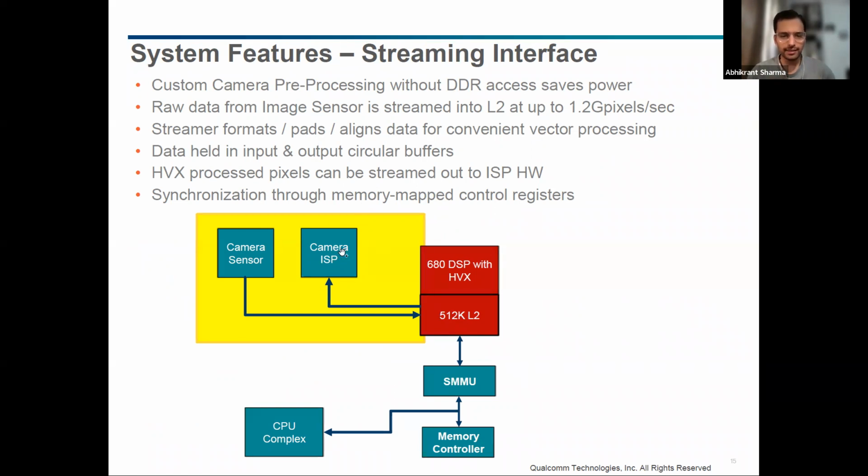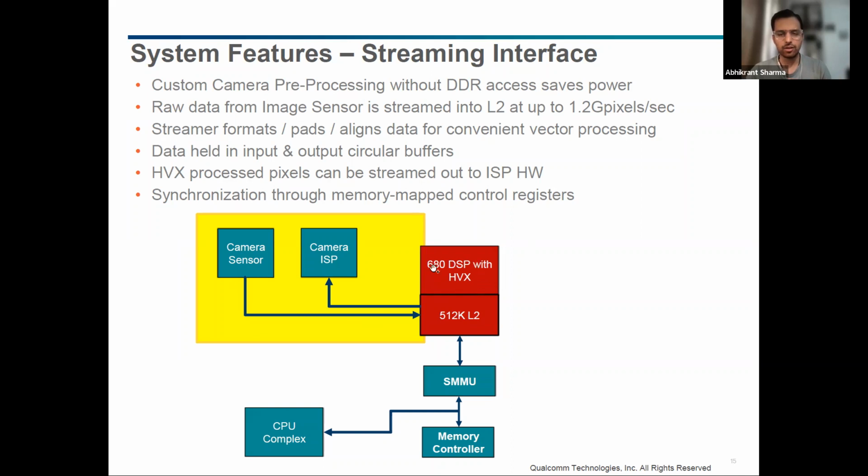So if you see the camera ISP, this is the camera sensor. The camera sensor is basically the RGB sensor, a hardware block, and it tries to capture the information that comes in front of the sensor. Now, the interesting part in this whole process is that the raw data from the camera sensor can be directly streamed into the L2 cache of the DSP. And this is what I was mentioning in one of the previous slides, that the camera data can be directly prefetched into the L2 cache.